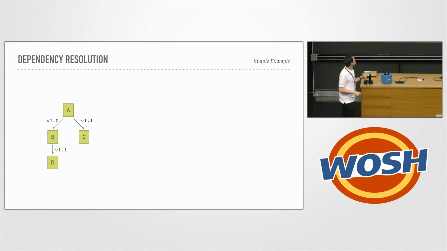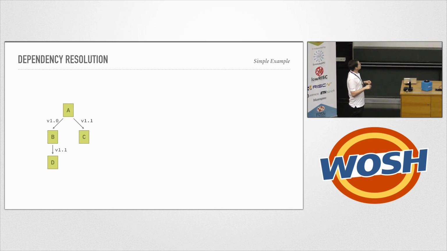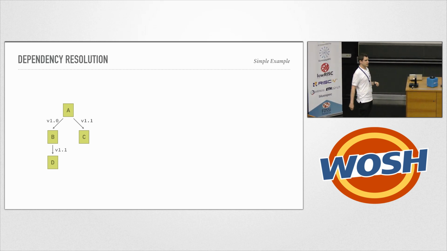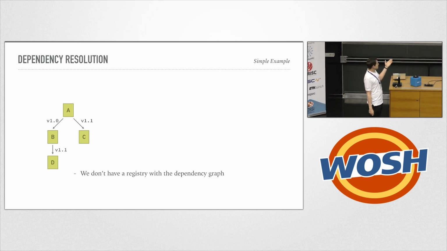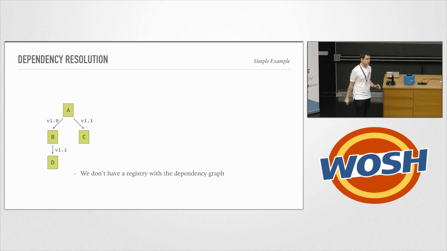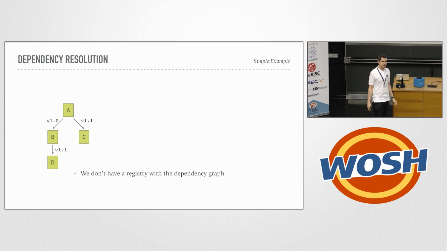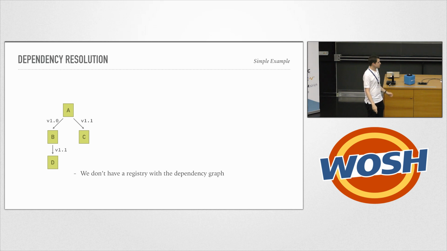Say we have a dependency graph, which is fairly simple. You have a package A. It depends on version 1.0 of B, on version 1.1 of C, and package B also has a dependency on another package D, which is version 1.1. So as I said, we don't really have a central registry which already contains all the versions of packages available, and you can just pull in and get an already complete view of the dependency graph.